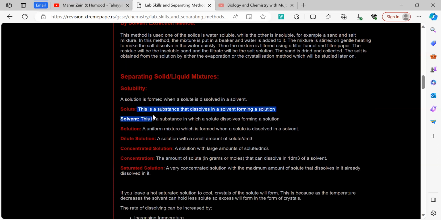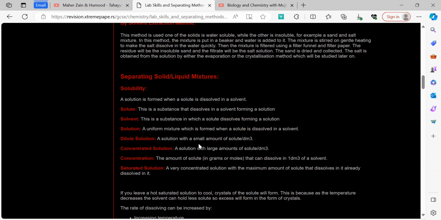Now, if we talk about the different types of solution, a concentrated solution is a solution in which there is a large amount of solute, whereas a dilute solution is a solution which has a large amount of solvent in it. Now, what is a saturated solution? A saturated solution is one where the maximum amount of solute has already been dissolved in it, and no more solute will dissolve in the solvent, no matter how much you stir.